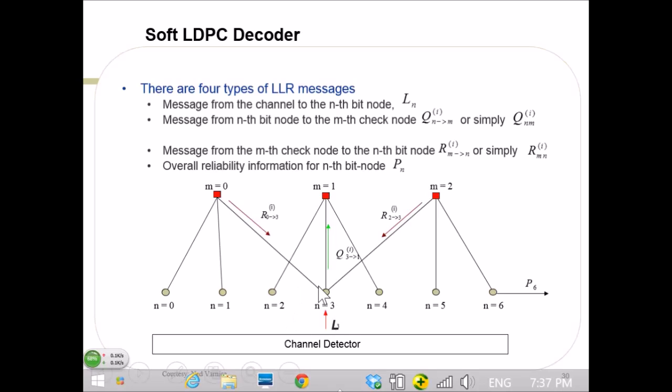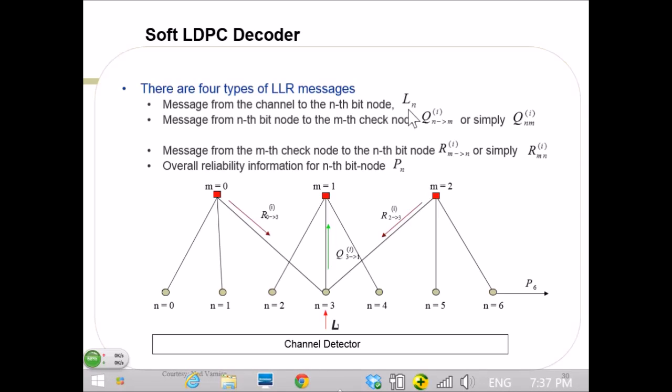So now what it tells to the different check nodes could be different. It need not be the same. But initially, as part of the iteration, the information is the same. Let's say I'm starting my first iteration, what this bit tells to all these check nodes is the same information that it received from the channel.